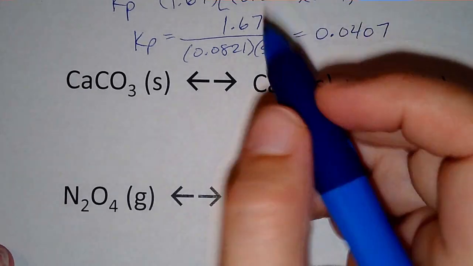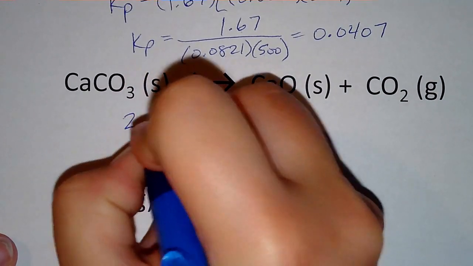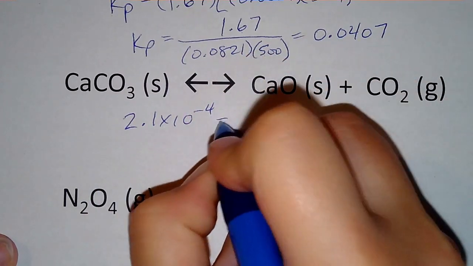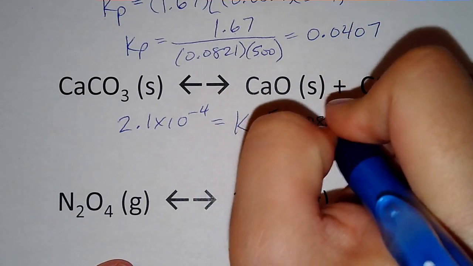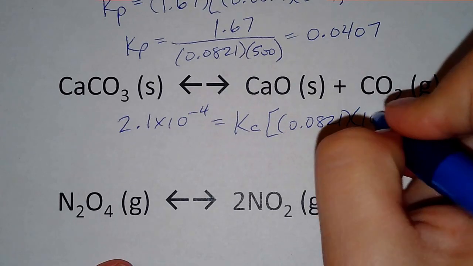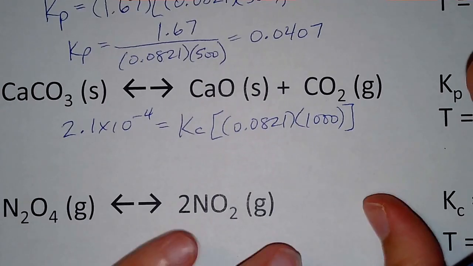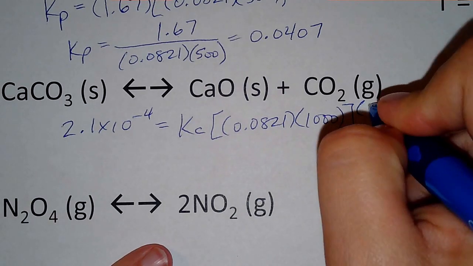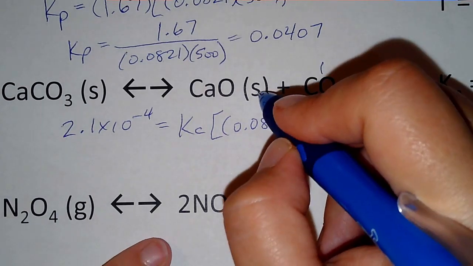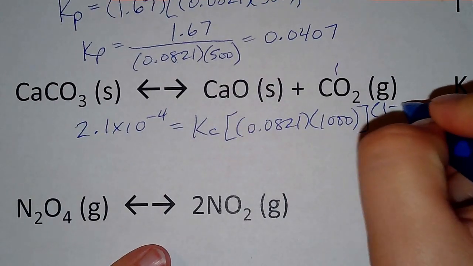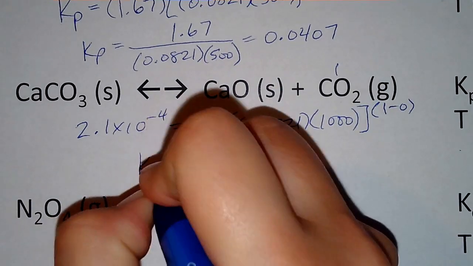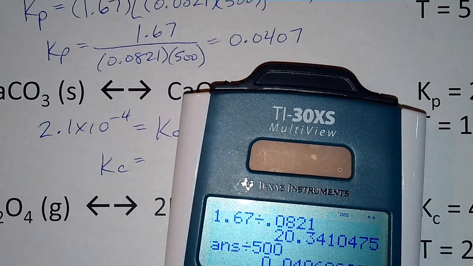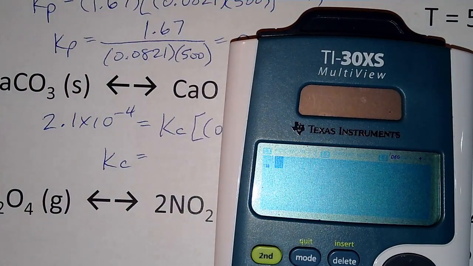So my Kp is 2.1 times 10 to the minus 4. Looking for Kc. We're using our R value, and temperature is 1,000. Now, our delta N, we have 1 mole of gas on the product side. We have 0 on the reactant side, so 1 minus 0, which is just 1. So now we can solve for Kc by taking our Kp value and dividing by R and dividing by temperature.